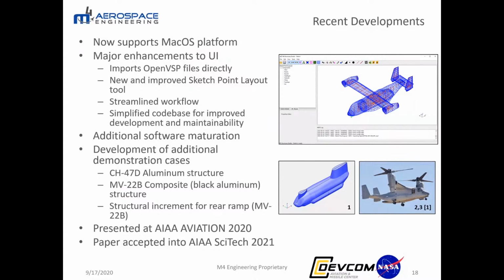And then, other additional demonstration cases we've been looking at: the CH-47D shown there on the right, and the MV-22. We're also looking at a structural increment for a rear ramp for that MV-22 configuration. We did have a presentation at AIAA Aviation back in the summer, and we did recently get a paper accepted into SciTech 2021 for those of you that are interested in learning more about our work.